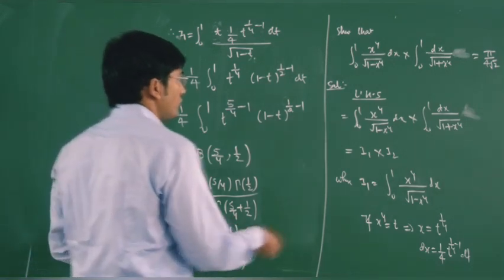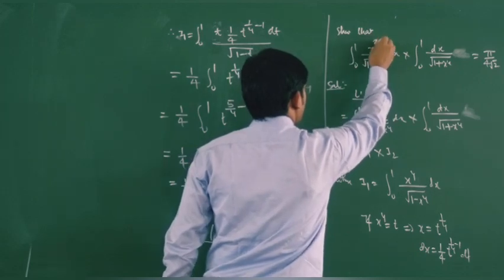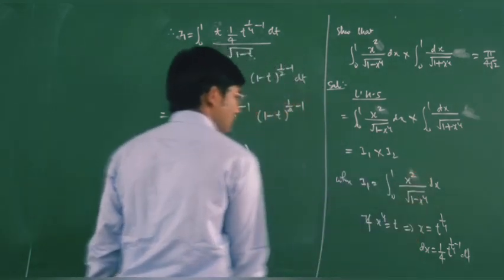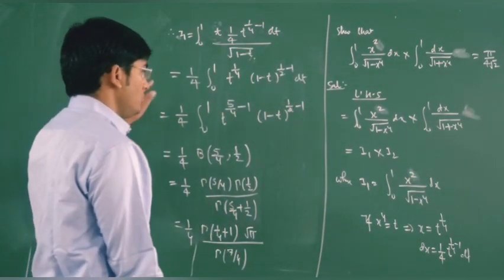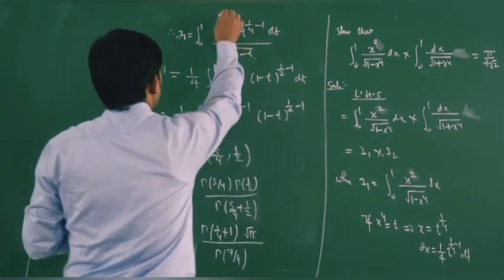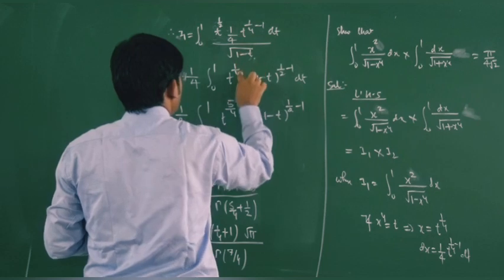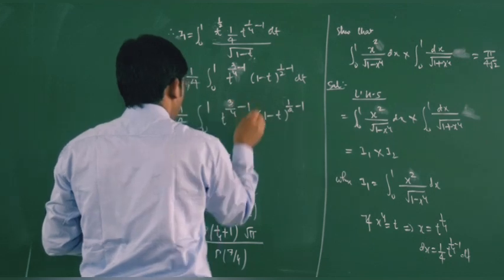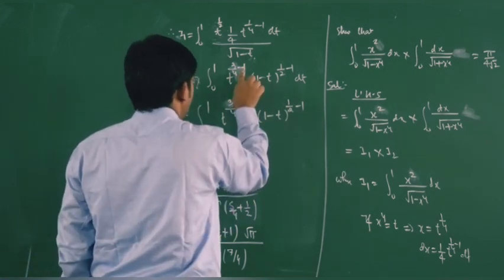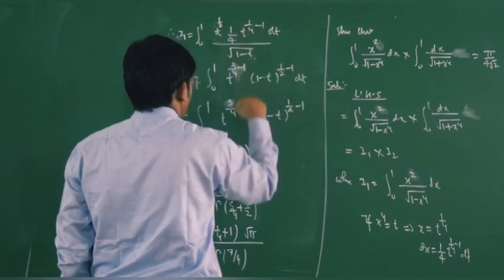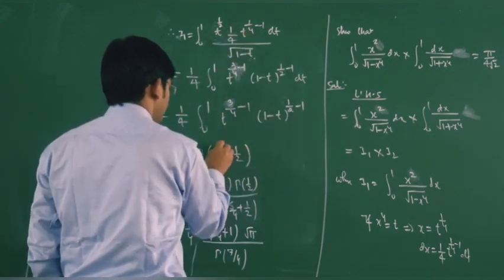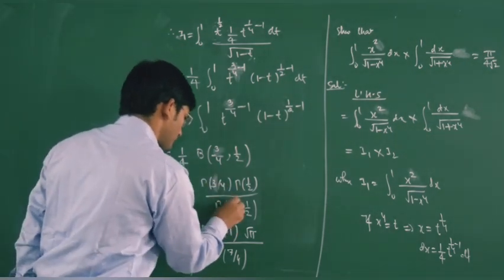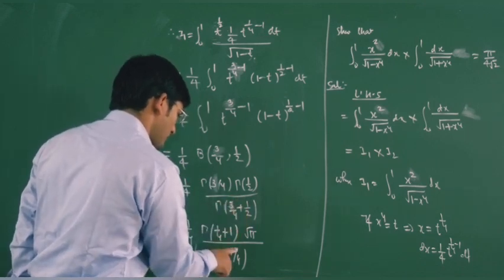This is not x power 4, this is x square. Here we have x square. Now as it is x square, here we will not get t, but it will be t power half. Now this will be t power 3 by 4 minus 1. And if it is t power 3 by 4 minus 1, that means this can be written as beta 3 by 4 comma half. So this will be gamma 3 by 4 into gamma half upon gamma 3 by 4 plus 1 by 2, which is 5 by 4.